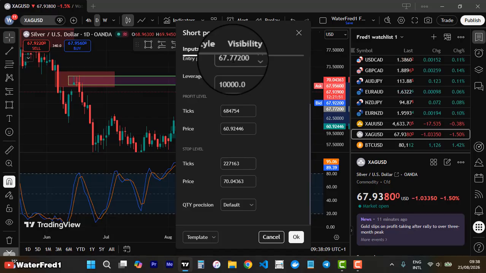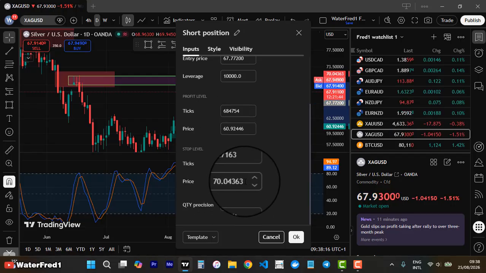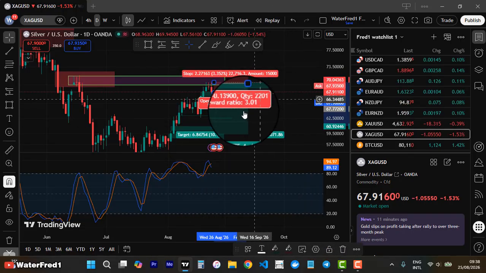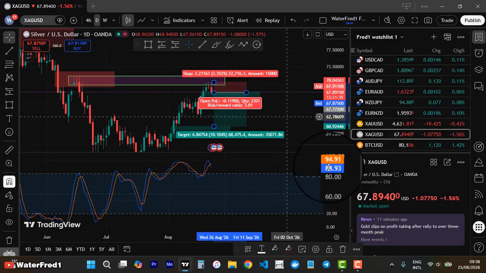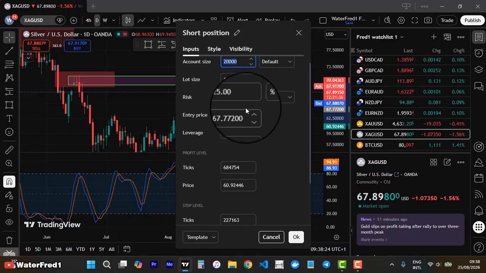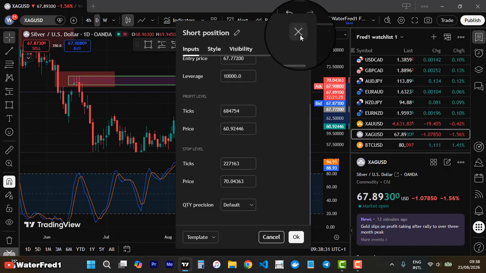Look at this. Look at the entry price, right here. Look at the take profits. This is the stop loss. For now, since price has not gotten there, it's going to be a sell stop order. So you can set this sell stop order. Once price gets there, it will trigger, and let's see how it plays out.